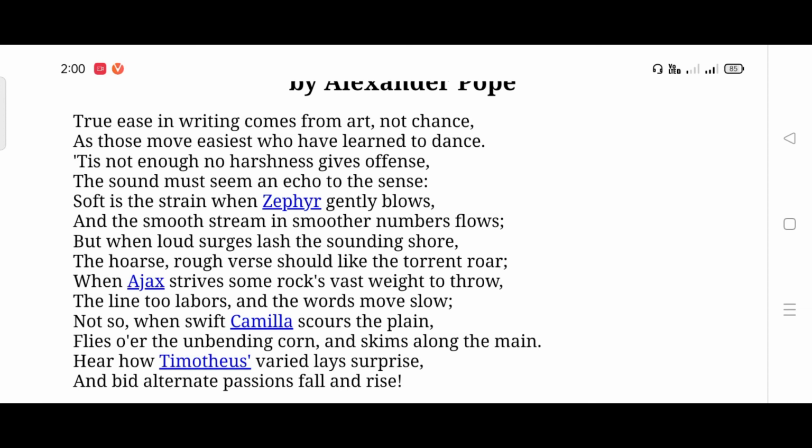Now here he is talking about Timotheus, another Greek poet. Now he was real. Timotheus is a real poet. He was a Greek poet. It's not like the mythological characters Pope has used in the form of Ajax and Camilla. Timotheus was a real Greek poet. His poems were surprising and often contained something unexpected. So should the poems of other poets.